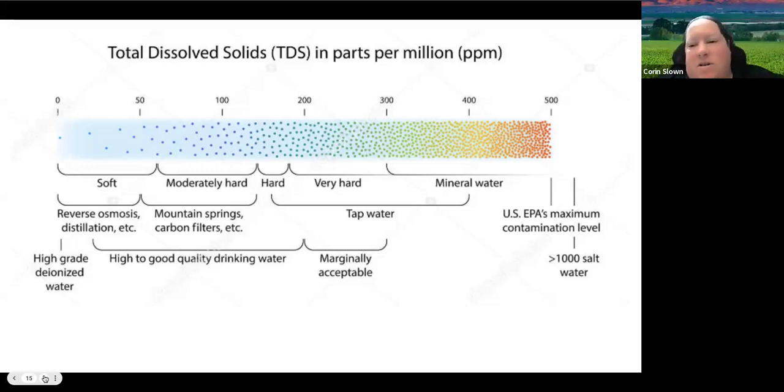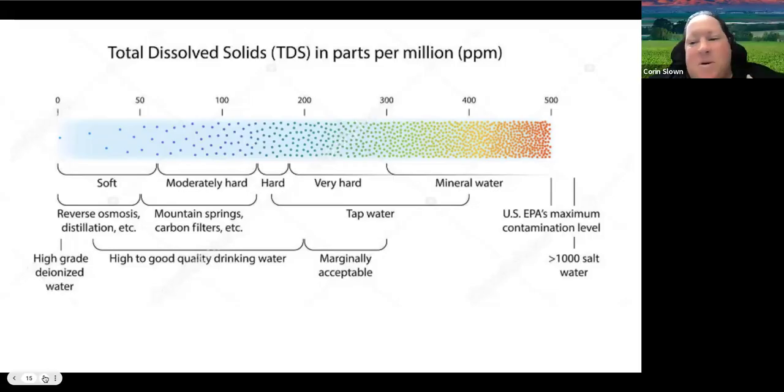Now, I don't know if you've been, say, for example, to the grocery store. Sometimes folks will sell mineral water, and that water has actually minerals that have been added to it. And you'll notice, right, that mineral water that is bottled can have upwards of 400, sometimes even 500 parts per million of total dissolved solids.